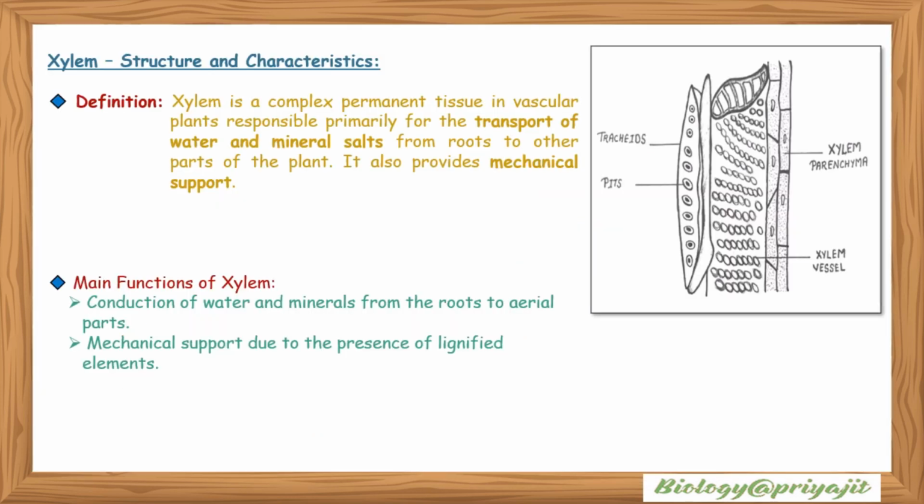Now we'll discuss the structure and characteristics of xylem. Xylem is a complex permanent tissue in vascular plants, responsible primarily for the transport of water and mineral salts from roots to other parts of the plant. It also provides mechanical support. Main functions of xylem: conduction of water and minerals from the roots to aerial parts, and mechanical support due to the presence of lignified elements.